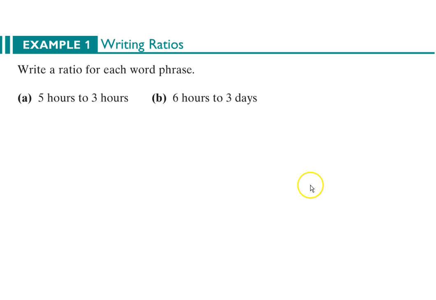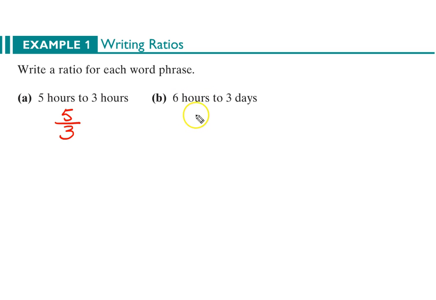Okay, now we're into actually writing these problems out. And some are in the book and some are not. And I've tried to distinguish that. So you want to write everything down. This will reflect good notes. Write a ratio for each word phrase. Again, you might try this. Take a moment. And it would be 5 hours goes on top and 3 hours in the denominator.